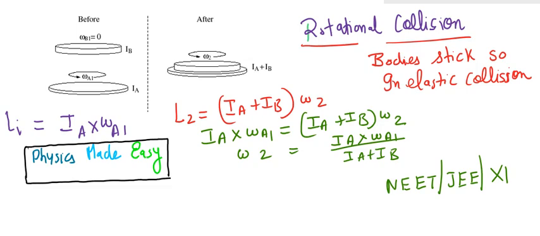Now, this disk, which is at rest, comes and sticks to the second disk down below. And then the combined disks, disk number one and disk number two, which is A and B, they combine and they start rotating. Now, the question is, what is the new angular velocity of the combination of the disks?